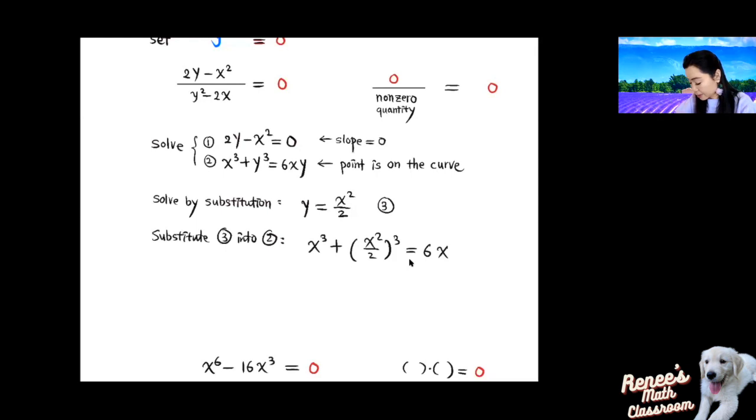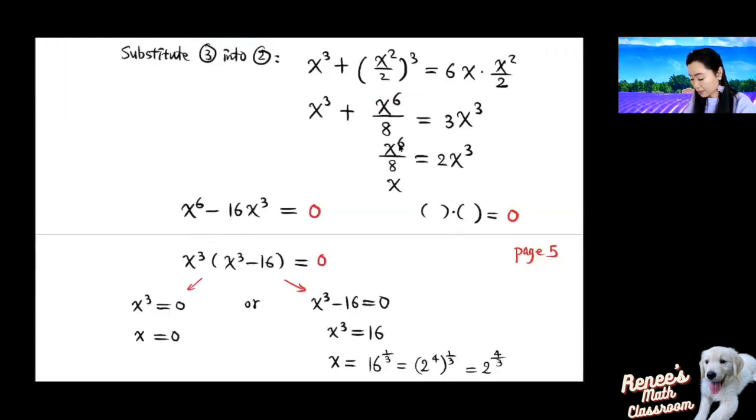I think it froze again. Oh, it doesn't show up anymore. Now, let me go back a little bit.